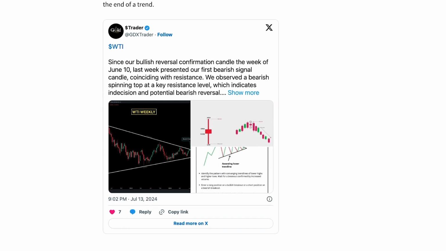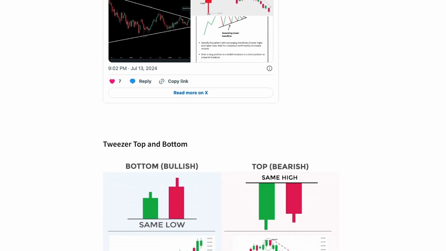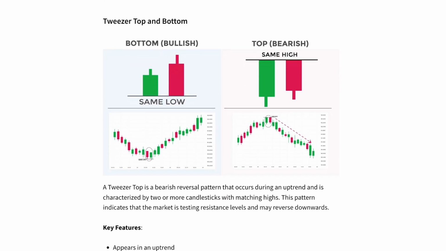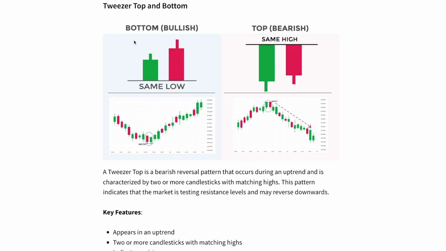And then again, posts on X, we've got some examples of these spinning tops. Next, we have a tweezer bottom and a tweezer top. So at the bottom, that's a bullish sign. And then at the top of a trend, that could be a bearish sign. The tweezer top, this particular one, bearish, occurs in an uptrend and is characterized by two or more candlesticks with matching highs. And then again, the bottom would just be matching lows.